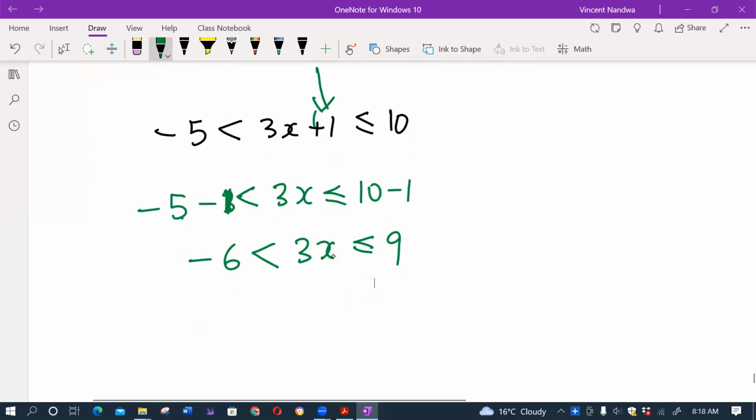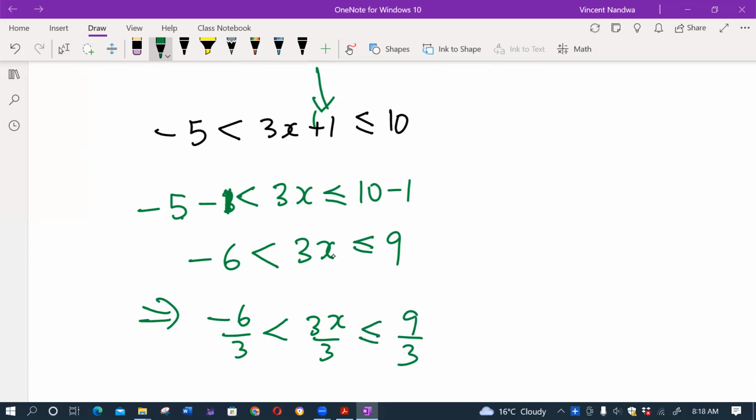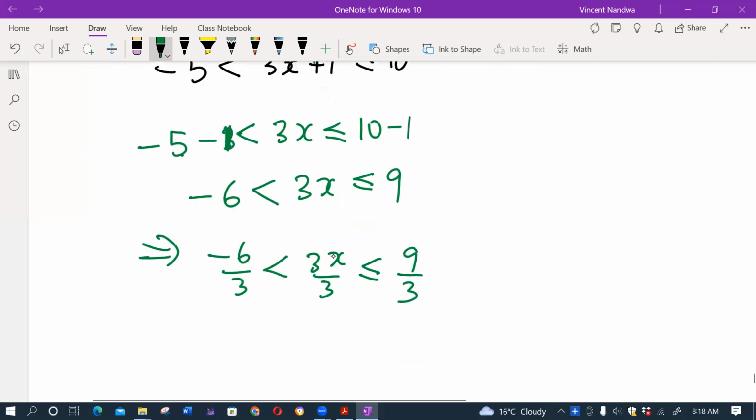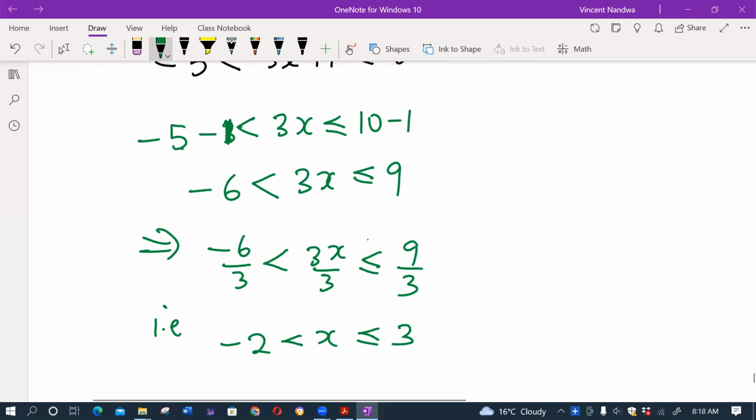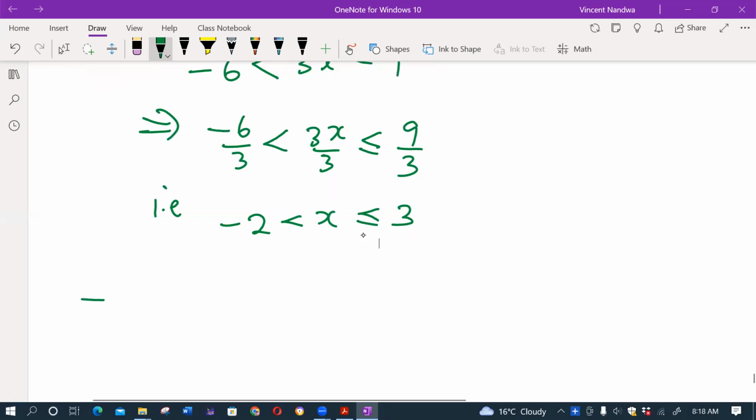So to get x, you divide through by 3, which implies -6 over 3 is less than 3x over 3 less than or equal to 9 over 3. So which means -2 is less than x less than or equal to 3. So that is the solution. On a number line, we'll write this.